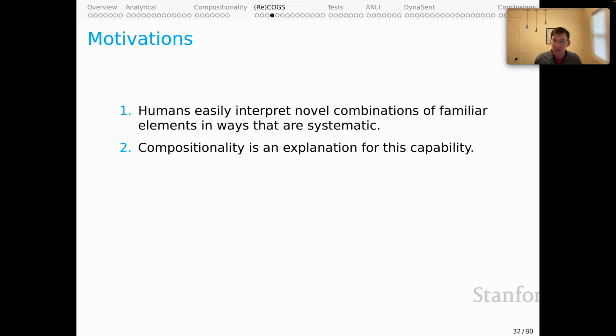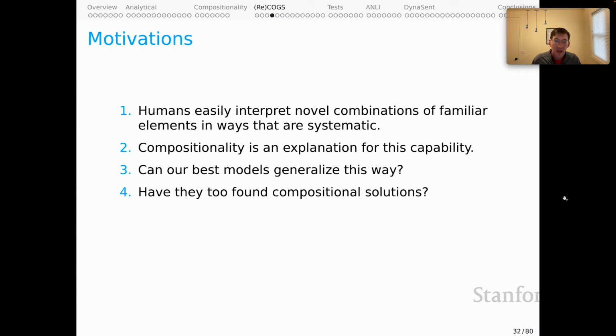The explanation for why this is so easy and effortless for us is compositionality. That is one way of explaining why we're able to make so much use of novel combinations of familiar elements. Compositionality tells us that in some sense, the meanings of those novel combinations were fully determined by the meanings of their parts. The core question we're trying to address is, can our best models do compositional generalization?